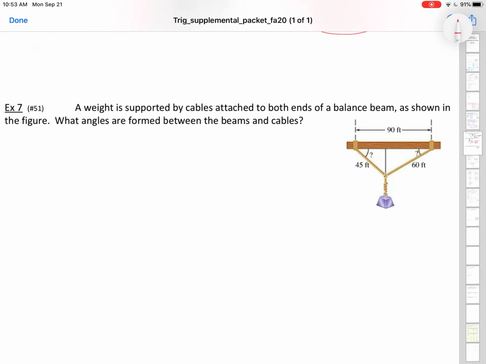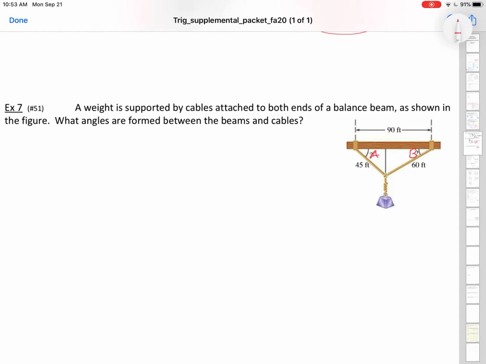So here we have a weight that's supported by cables and is attached to both ends of a balance beam, as shown in the figure. What angles are formed between the beams and the cable? So what we want to find, and I'll keep it in red, we want to find angle A and angle B.